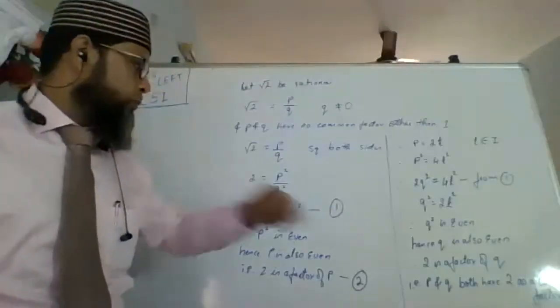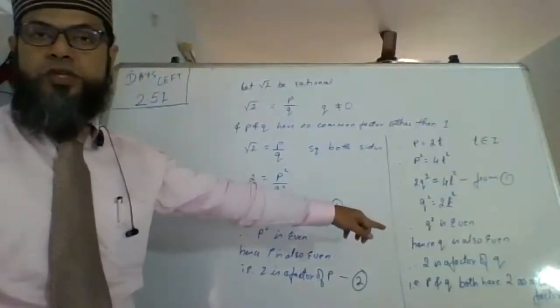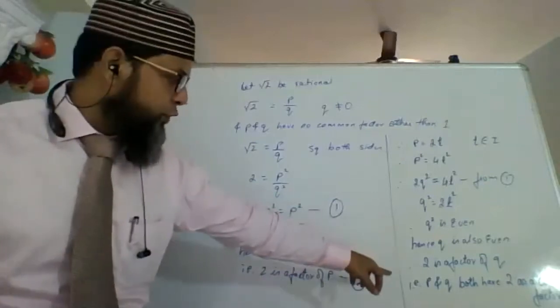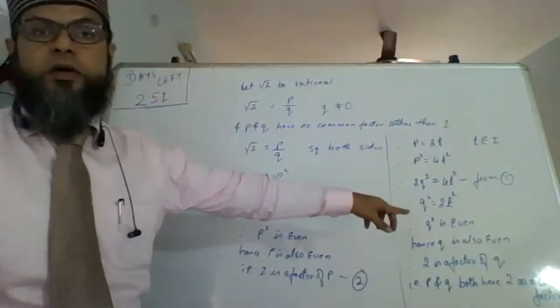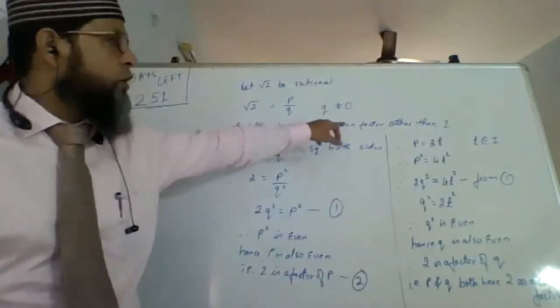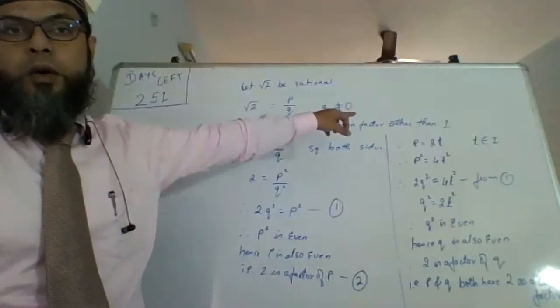Even, and therefore 2 is a factor of q. 2 is a factor of p, 2 is a factor of q. p and q both have 2 as a common factor. लेकिन हमने क्या लिखा था? p and q have no common factor other than 1.